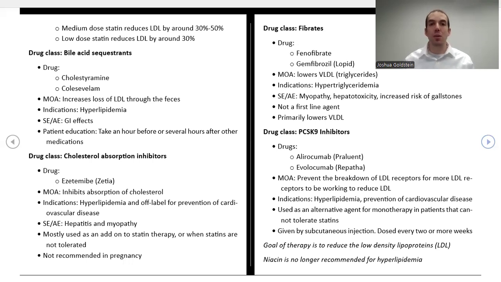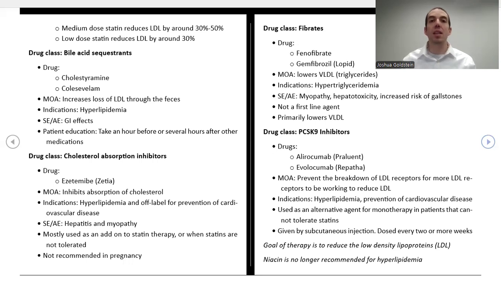I do want to throw a few more bits of information out here before we move on from statins. First of all, if a patient has diabetes or previous coronary artery disease, then we would actually move the LDL target to under 70. We want that patient to have an LDL under 70, not just under 100.